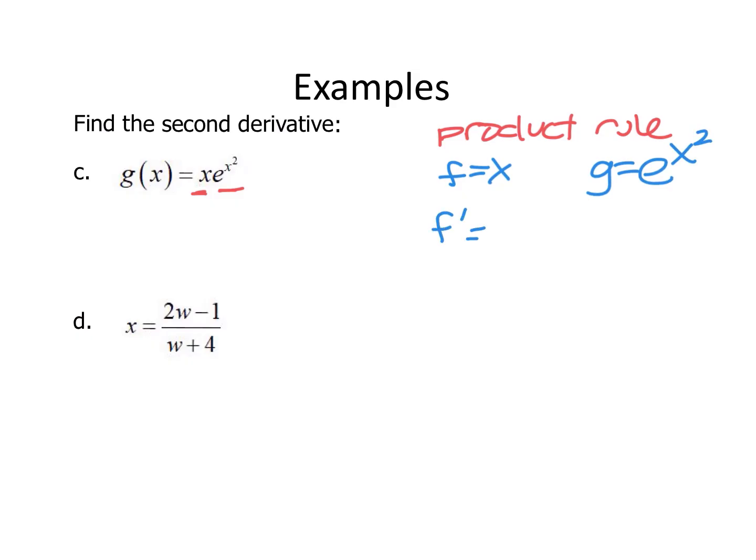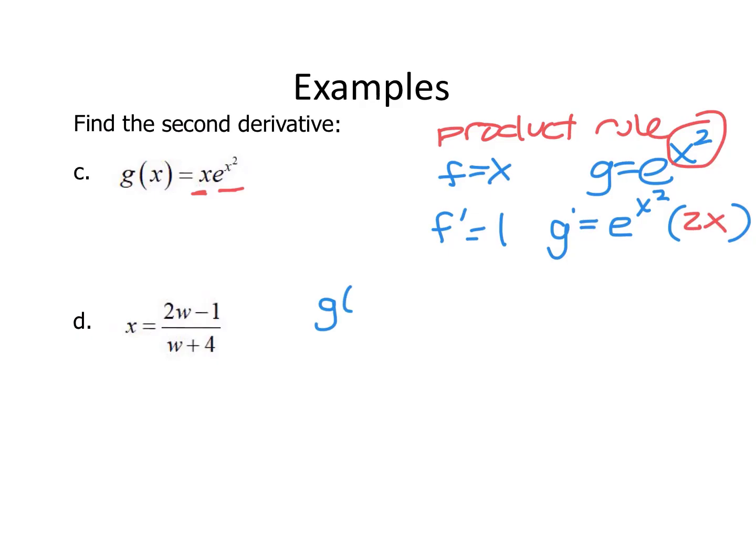My f prime is going to be the derivative of x, that's just 1. My g prime, this is a little bit more complicated because I have that x squared in the exponent. So when I take the derivative of my g, I'm going to need to use the chain rule. Taking the derivative of the e part just gives me e to the x squared, and then I need to multiply by the derivative of that x squared. That's going to be 2x.